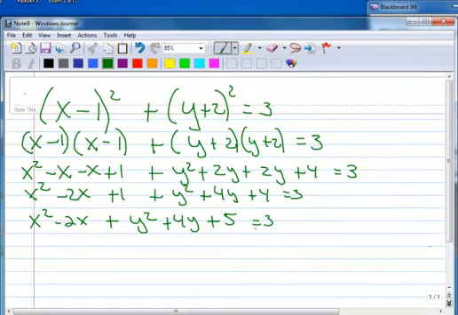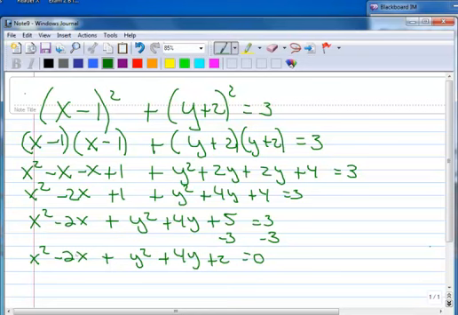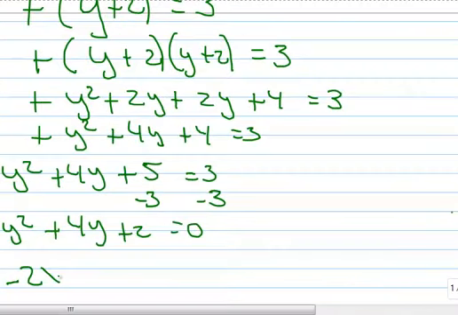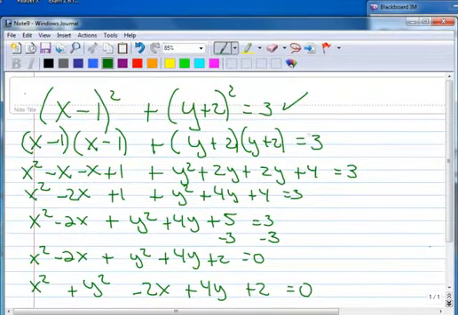And now you'll recall that the general equation had this equation equaling 0. So to do that, we have to subtract 3 from both sides. So this becomes plus 2 equals 0. And then at this point, we can just change around the order. So we have x squared plus y squared minus 2x plus 4y plus 2 equals 0. And so there we have converted from standard form, right here, down to general form.